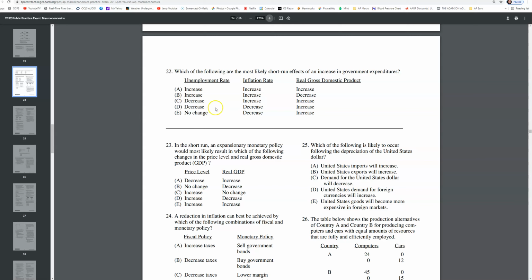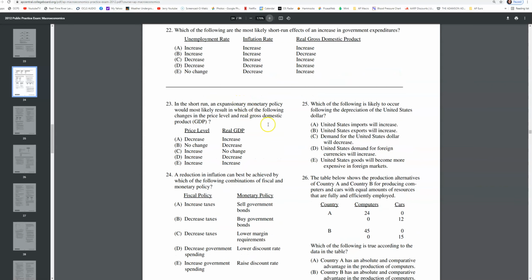And so we've only got one decrease and increase here. And so we can go ahead and check it out. But C has to be the right answer. By check it out, I mean, you can go ahead and plug in that third column increase, but that's what's going to happen. All right, 23.